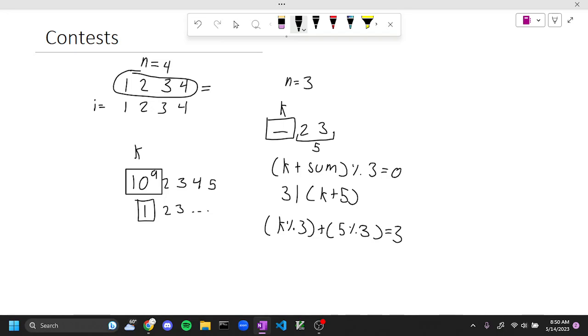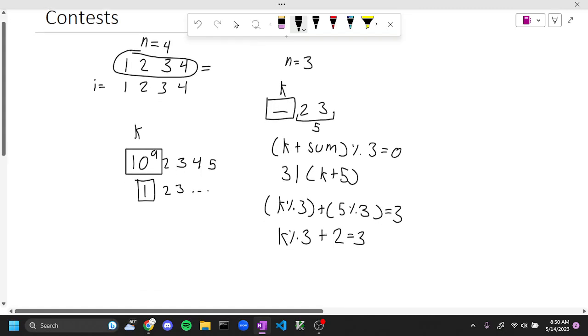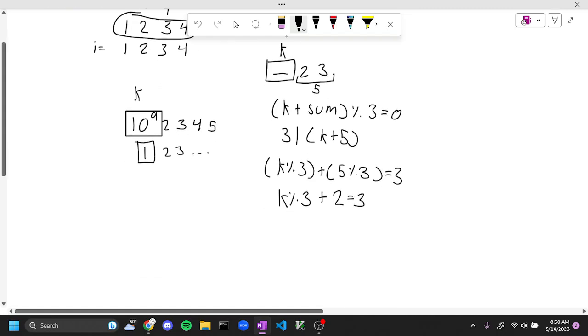Okay, so let's write this out. So (k mod 3 plus 2, because 5 mod 3 is equal to 2) mod 3 is going to equal 0, right? And then after that, we can just subtract 2 from both sides. So k mod 3 is equal to 1.